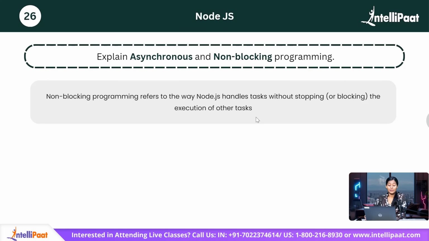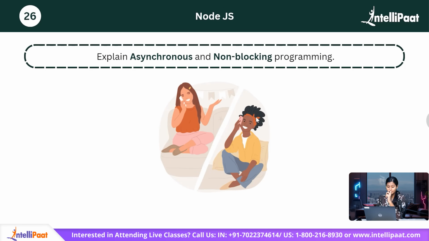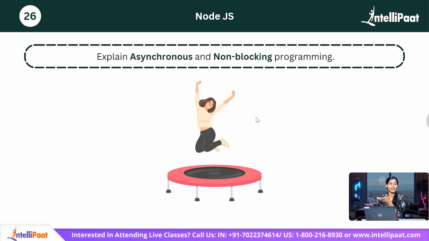Non-blocking programming refers to the way Node.js handles tasks without stopping or blocking the execution of other code. Let's consider another analogy. Say you called your friend to talk to her. Now, she didn't pick up the call. Or maybe she did pick up, but she said she has some work to do, so you couldn't talk a lot. So you just hung up and started doing something else, like maybe jumping on a trampoline. That is non-blocking. When you try to do a particular task, it doesn't interfere with your other tasks. That task keeps on happening in the background, but it doesn't interfere with other tasks.